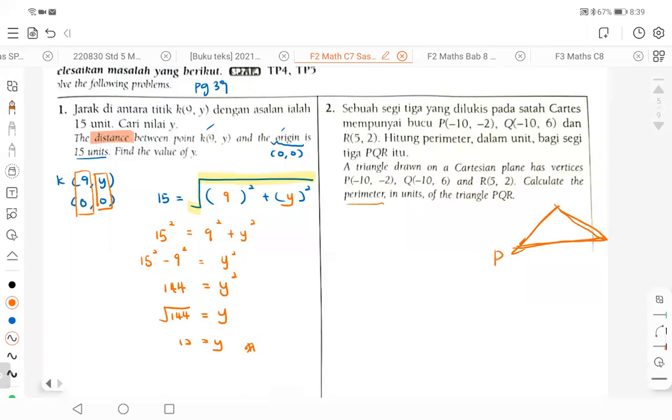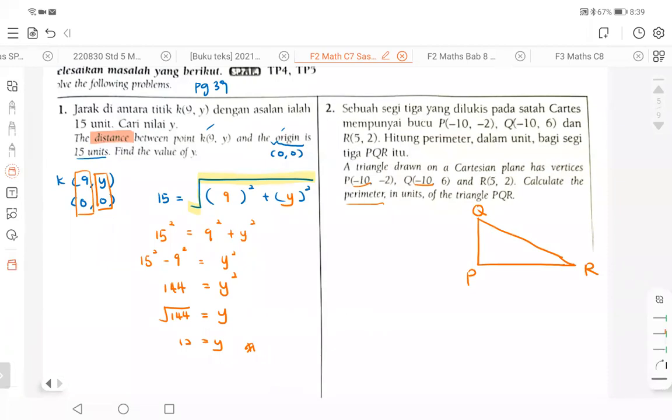So you can just sketch a triangle like this. P, Q, R. Okay, if you look at the x coordinate, both are same. -10, -10. Meaning they have same x. And then we can redraw this one. Okay, because it will be like this. P, Q, R. You can write down the coordinate also on the diagram.